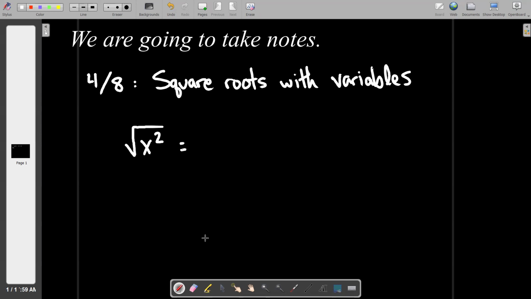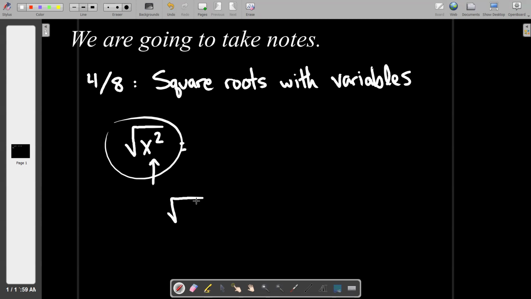I'll give it a shot. It's x. It's just x. If you think about it, when I say this math problem over here, I'm asking the question, what would you have to square to make what's inside? That's what the concept of a square root has always been about.